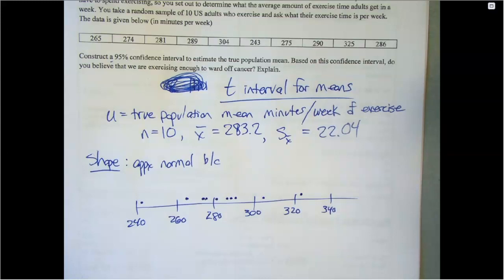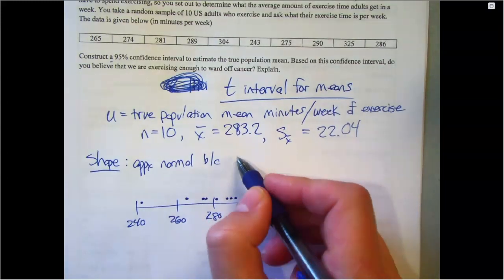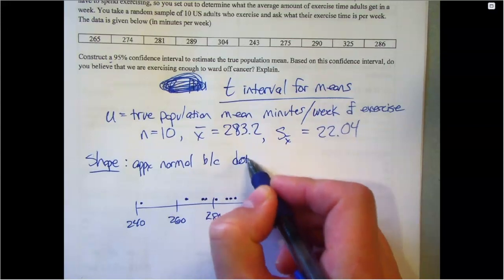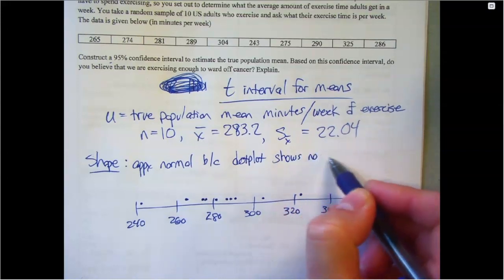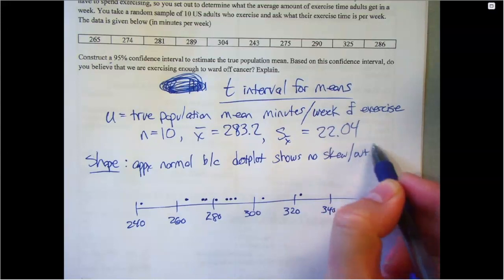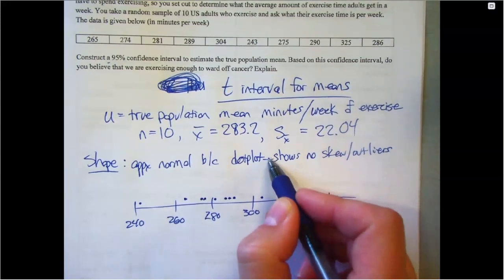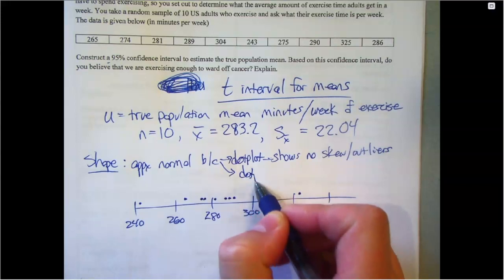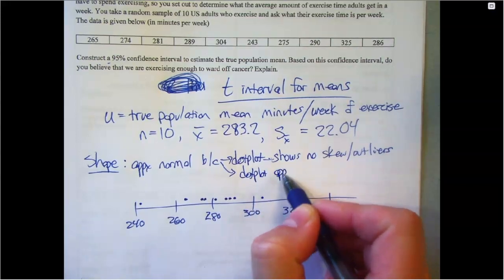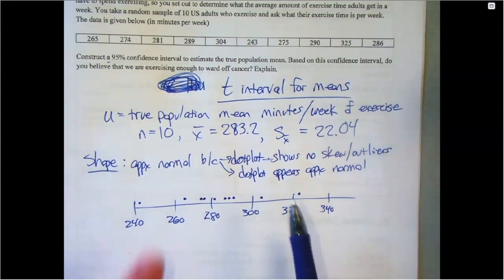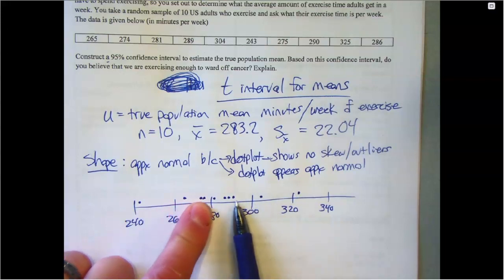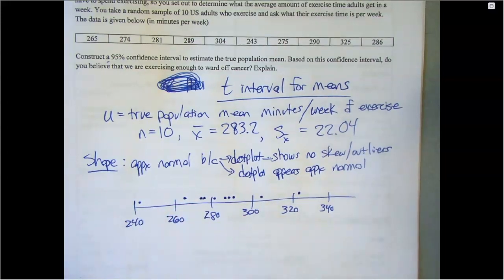And then what you're going to say is approximately normal because dot plot shows no skew or outliers, or you could say because dot plot appears approximately normal. Which I think it does. You got a couple things with tails, and as you get closer to the center, there's more and more things.